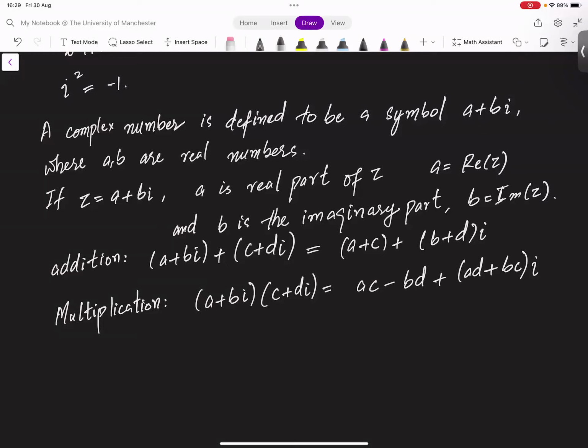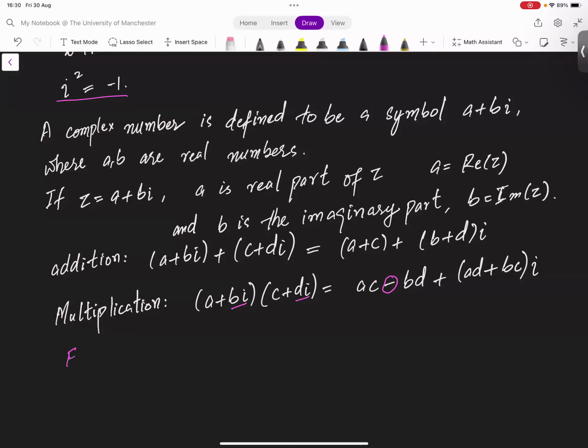Now notice that in the multiplication rule, we multiply out the brackets in the usual way and replace the iota square by -1. So over here, the minus comes from the multiplication of b and d and iota. If you multiply these two terms of this bracket, you will get iota square bd, and iota square, as we have already said, is -1. So you will get this minus because of that iota square in the formula.